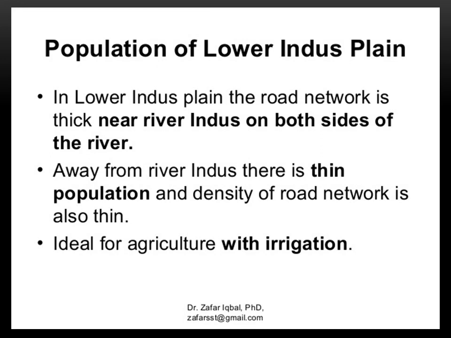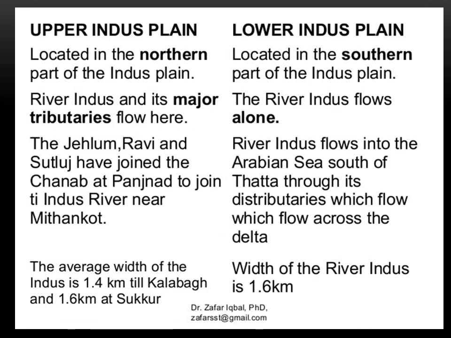So in lower Indus Plain, the road network is thick near river Indus on both sides of the river. Away from river Indus, there is thin population and density of road network is also thin. This is ideal for agriculture with high irrigation facilities.